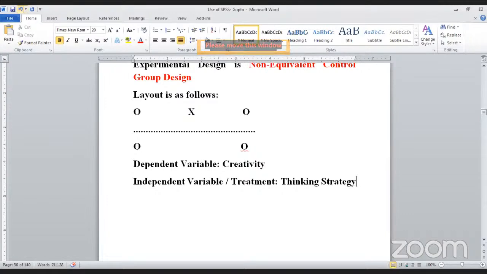I have a thinking strategy which has 2 levels, or you can say strategies, no problem.